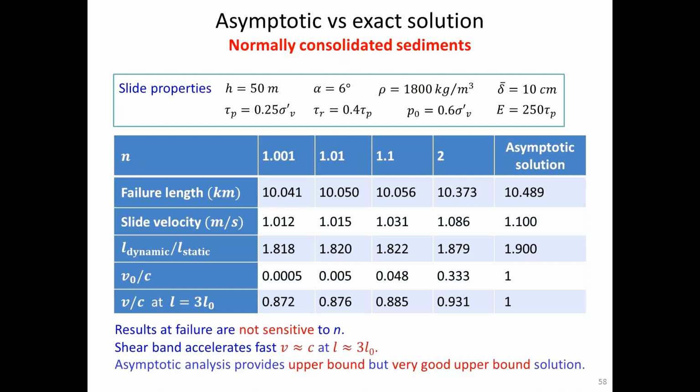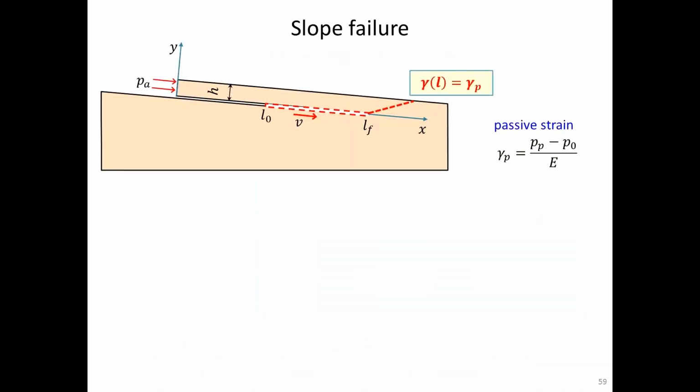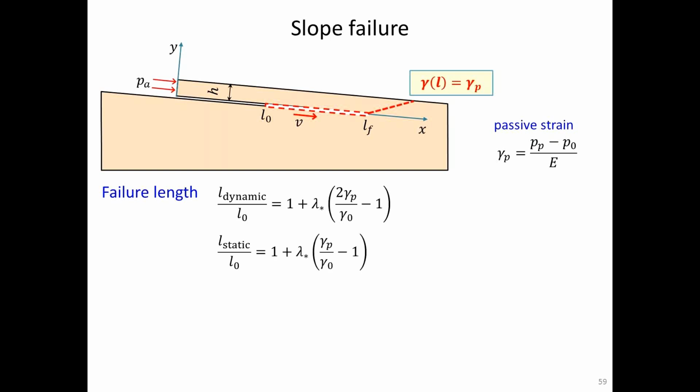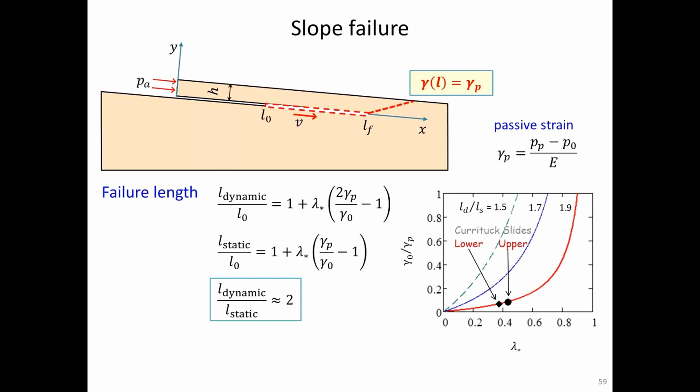From this, since we do have an exact solution, we can think about the slope failure condition, when the strain at the tip is equal to the passive strain, or when you have a passive failure condition. I could calculate what the failure length is in this case. This is a normalized condition: the dynamic failure length is normalized by the initial length, or the critical length. It is a function of lambda star, gamma naught, and gamma p, which is the passive strain. I compared it with the static failure length, and the shapes are pretty similar, but I realized that the ratio between the dynamic failure length and the static failure length is nearly a factor of 2.